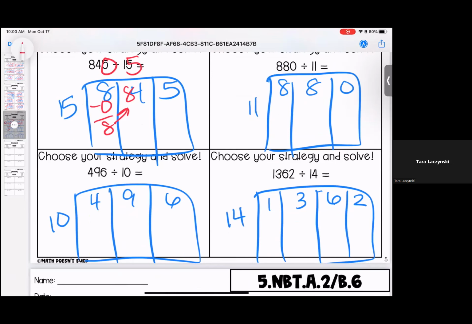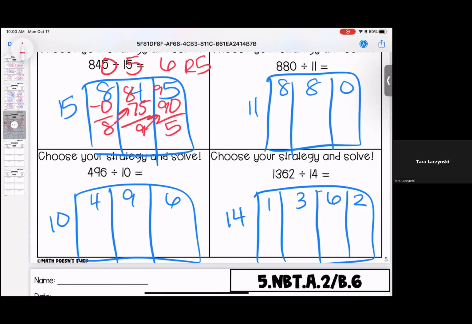Sorry friends, I thought I was going to sneeze there. 5 times 15 is going to give me 75, which leaves me with 9. That's the closest I can get. And then I'm dividing 15 into 95. The closest I can get this time is 6. If I add another 15, 75, 85, 90 is going to be the closest I can get. 56 with a remainder of 5.